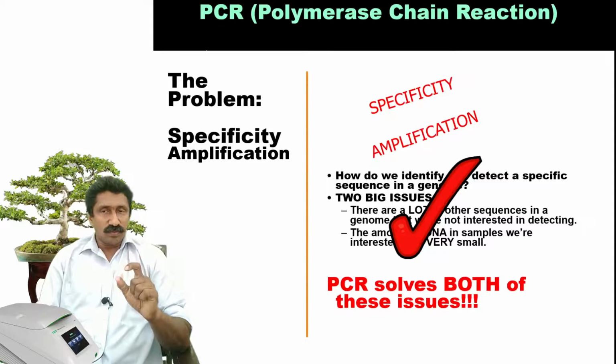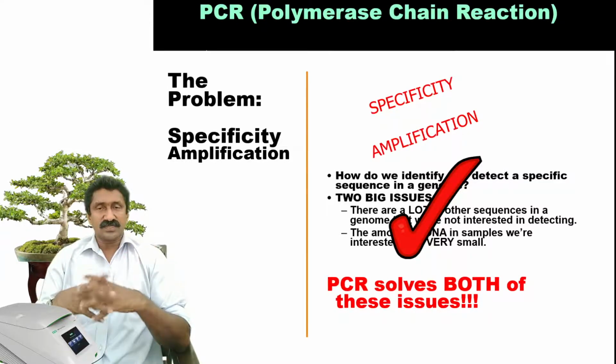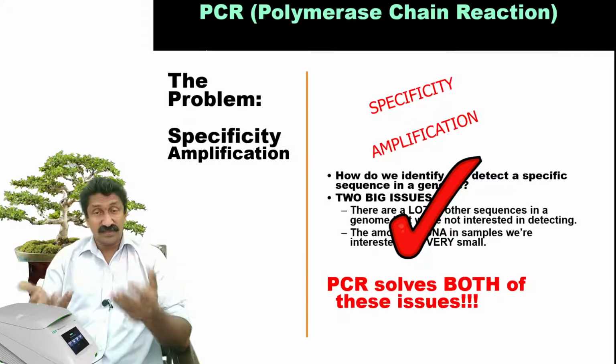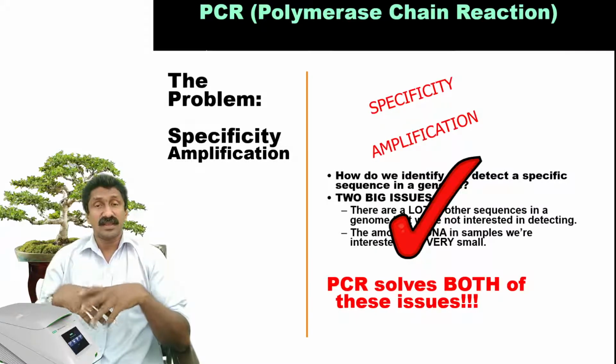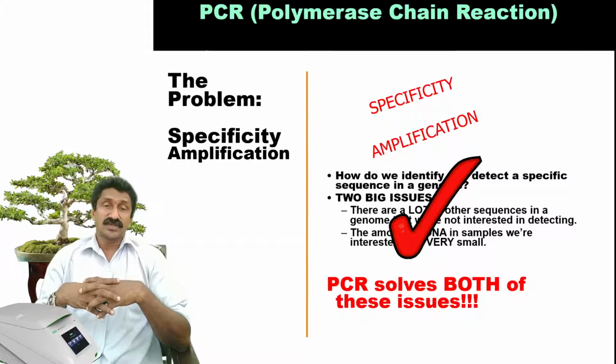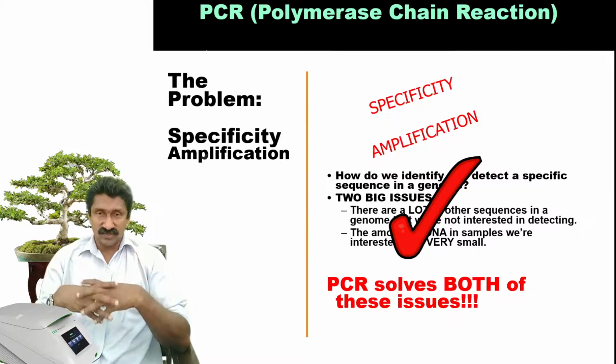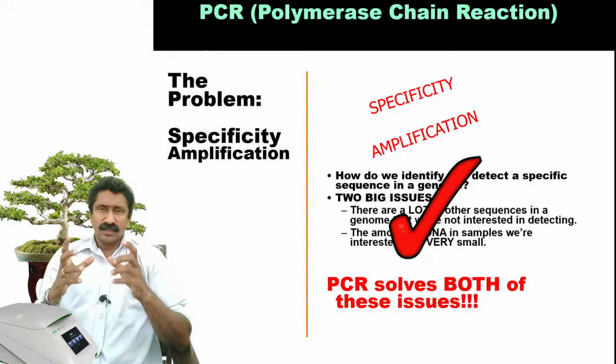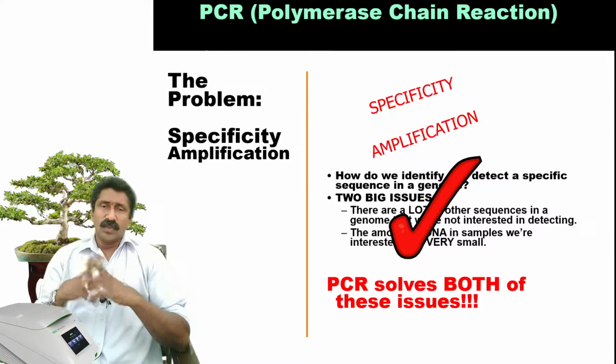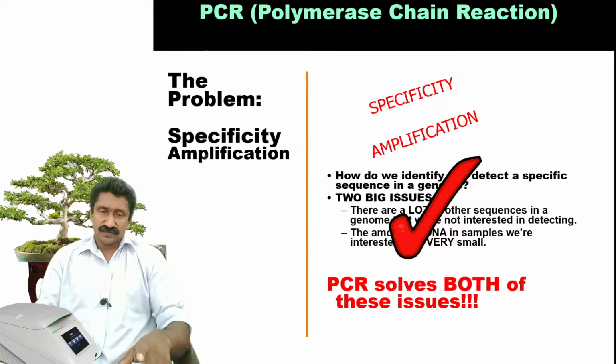So now we have two problems, specificity and amplification. We addressed what specificity is, or why we require specific amplification and specific identification, and why we require amplification of the product so that it can be visualized. Now, PCR, or polymerase chain reaction, is a solution for both these issues.